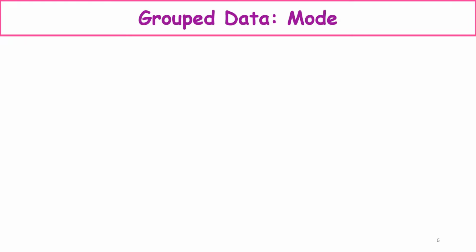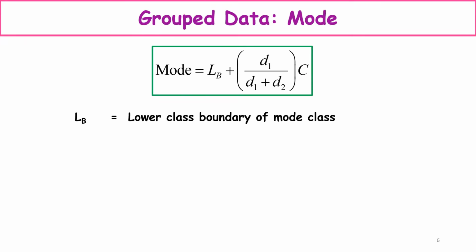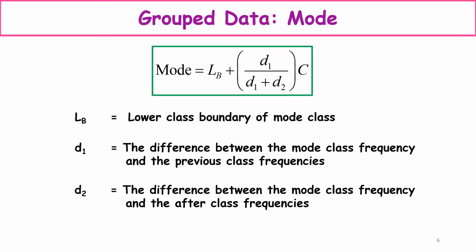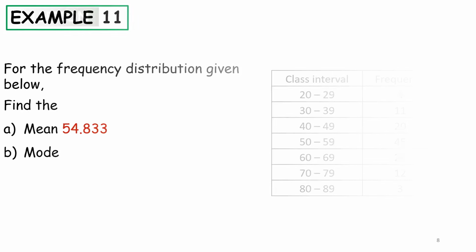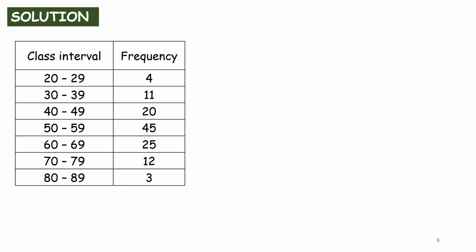Second we are going to learn how to find the mode of grouped data. Make sure to use the correct formula. Let's try to find the mode of the frequency distribution given below. We need a table with the following information to find the mode. Make sure the table is completed with the given class interval and frequency of the class.